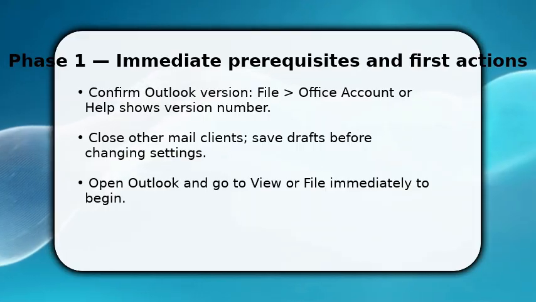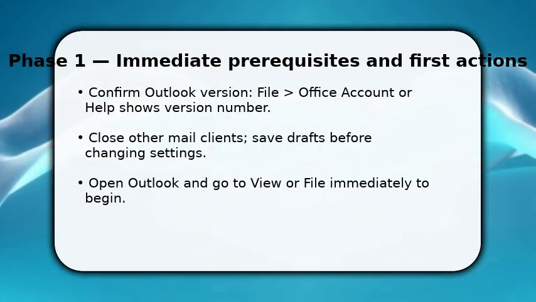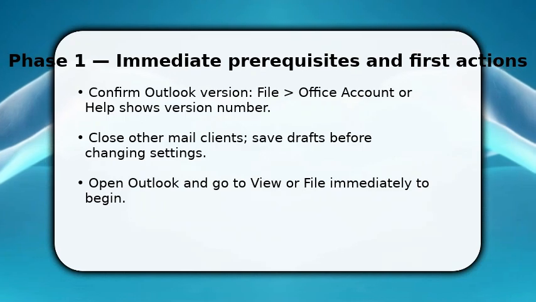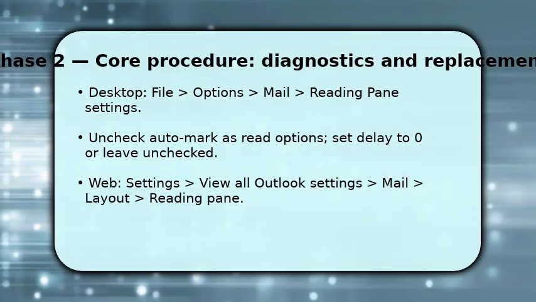Back up any unsent drafts. Changing read behavior won't delete mail, but it's smart to save work. Now proceed to the View or Mail settings to find reading pane options. You need to locate the reading pane settings. This is where Outlook marks messages as read.